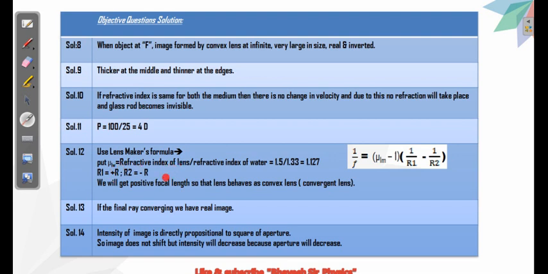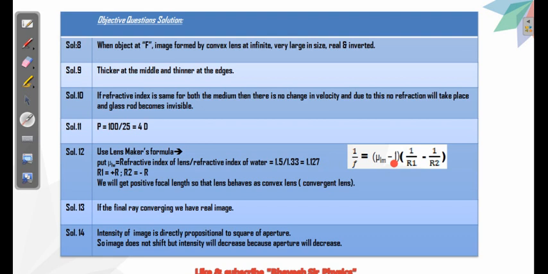Here the medium is water, so we write the refractive index of the lens with respect to water. It is equal to the refractive index of the lens divided by the refractive index of water. The refractive index of the lens is given as 1.5 and of water as 1.33. When you divide, you get 1.127. When you put 1.127 here, you will get a positive value.